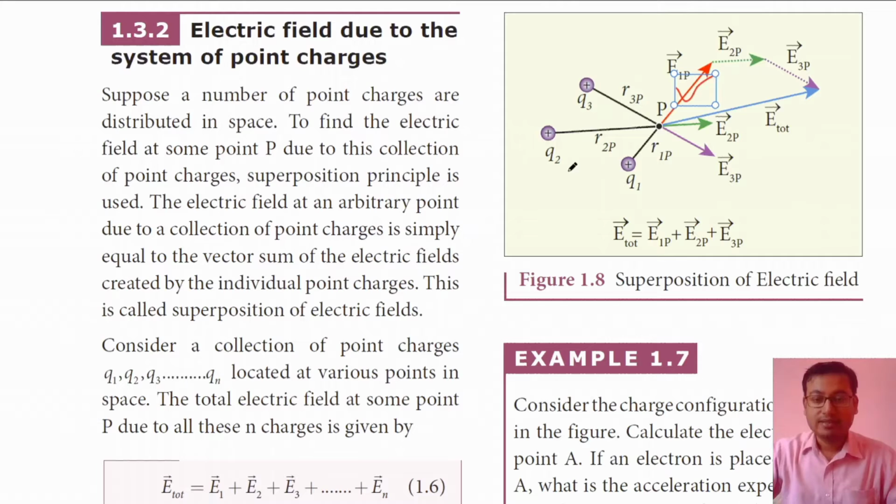Likewise, the electric field because of charge Q2 at point P will be in the direction of this green color vector. Likewise, the electric field at point P because of charge Q3 will be in the direction of this maroon color vector, that is E3P. So the total electric field at point P is given by the vector sum of the electric field of all the charges, that is E total is equal to E1P plus E2P plus vector E3P.